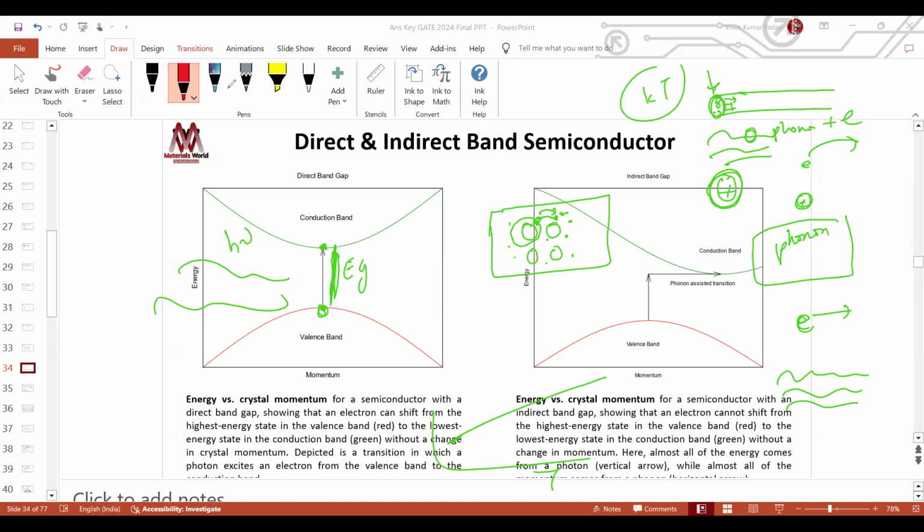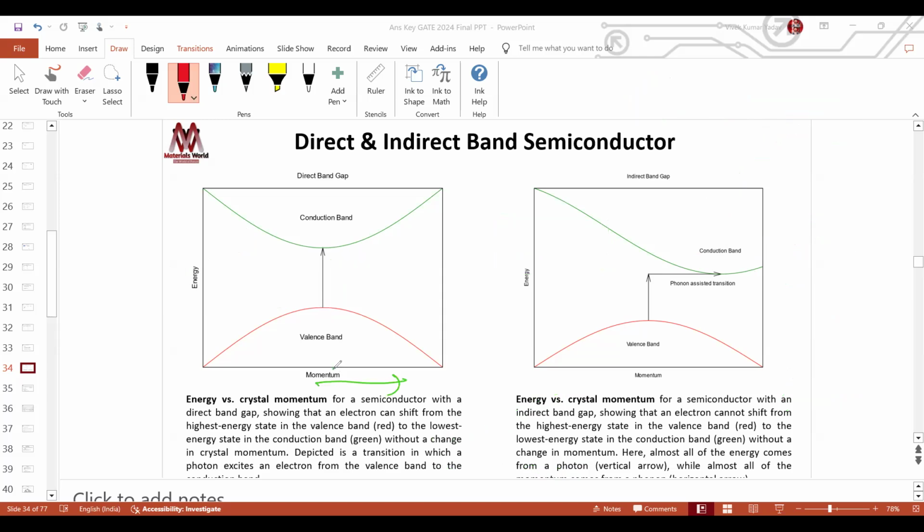But what is interesting in this momentum diagram where the phonon is involved: in an energy diagram, if the band is direct, it means the space to occupy in the conduction band is exactly the same without changing momentum, without moving in the x direction, meaning the k vector is unchanged. That means it's direct. There is no k, no momentum change, and no phonon involved.